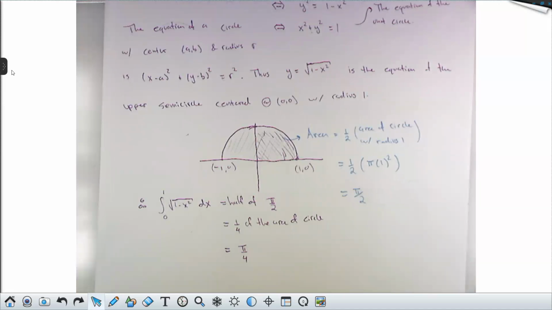So if we were trying to integrate from -1 to 1, that would give you the area of the whole semicircle, which is pi over 2. If you want to integrate just from 0 to 1, that would give you half of that, or 1/4 of the whole circle, which is pi over 4.